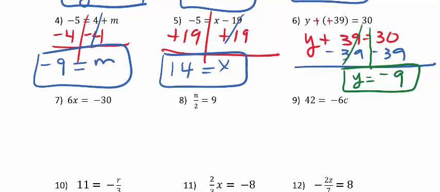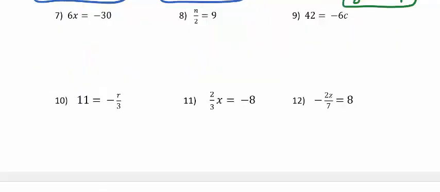In number 4, to get m alone, we had to subtract 4 from both sides, and then m is going to equal -9. In number 5, to get x by itself, we had to add 19 to both sides, so then x is equal to 14. In number 6, we had to rewrite minus a -39 to be y plus 39 equals 30, and then when we subtract 39 from both sides, we'll get y is equal to -9.